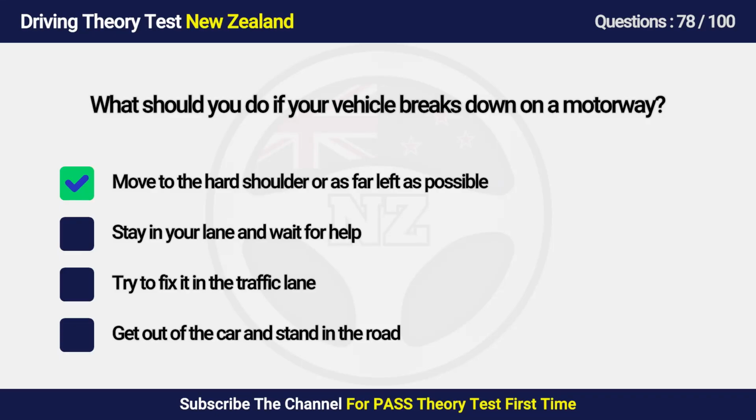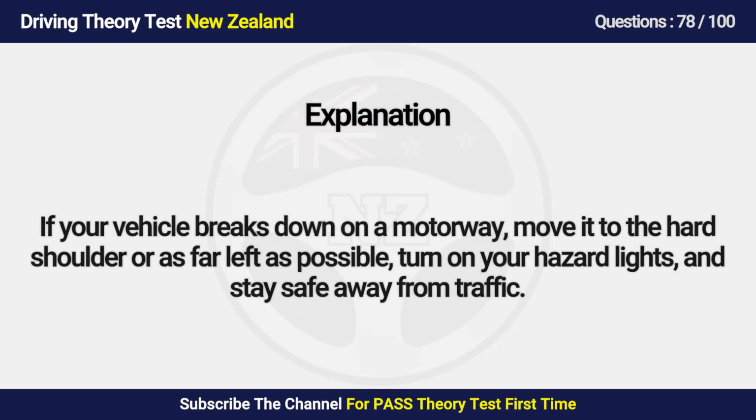Answer is A. Move to the hard shoulder or as far left as possible. If your vehicle breaks down on a motorway, move it to the hard shoulder or as far left as possible. Turn on your hazard lights and stay safe away from traffic.